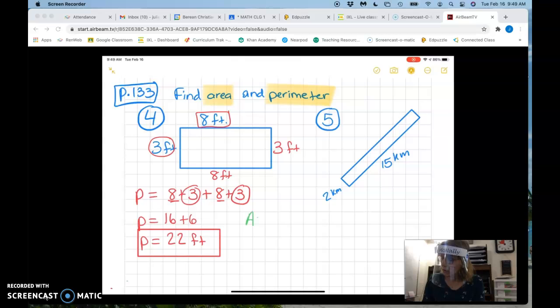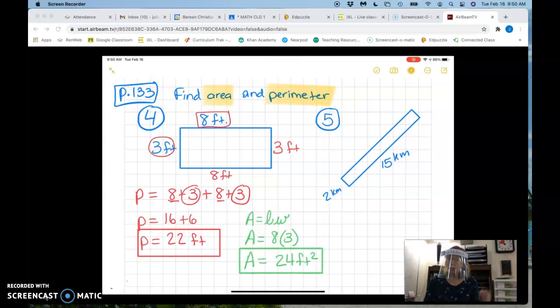So area just equals, remember, length times width. So my length is how much? 8. Yeah, and my width is 3. And remember, I'm multiplying, so I'm going to use parentheses to show multiplication. And what is 8 times 3? 24. And we're going to write that unit in feet squared. So the area of this rectangle is 24 square feet.